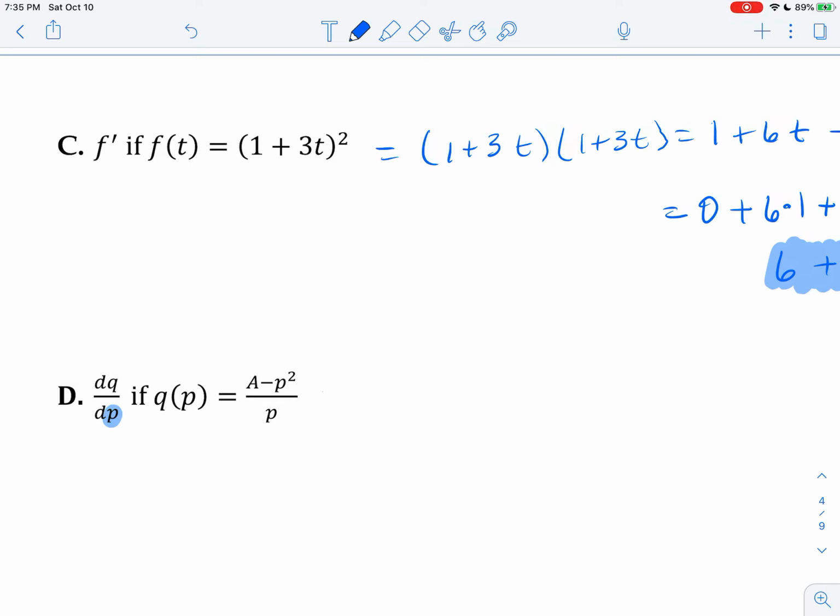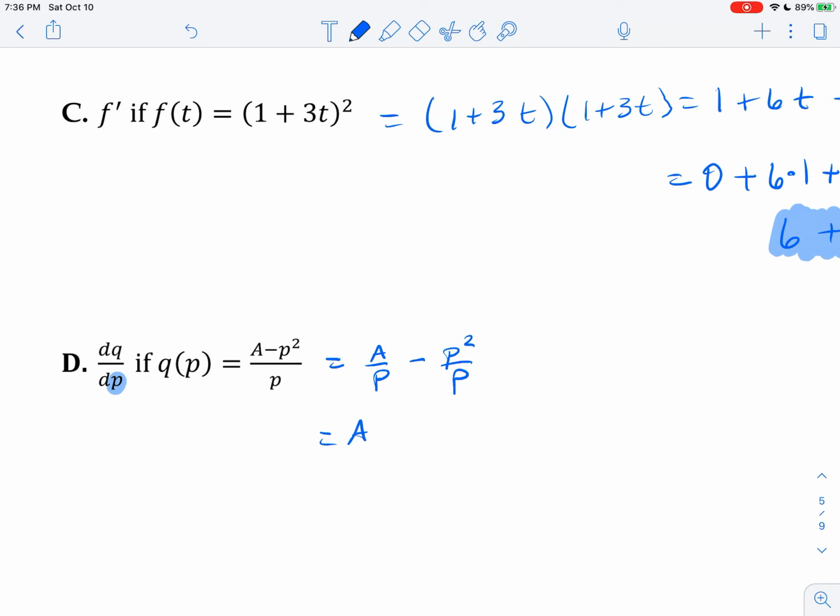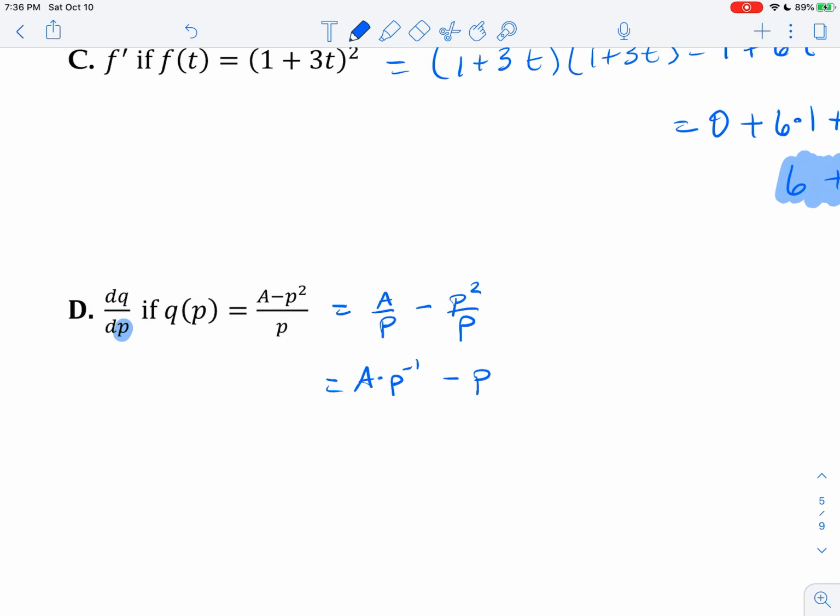What we would want to do in this case is split up the fraction so that we have two separate terms and then take the derivative term by term. So this is going to be a over p minus p squared divided by p. I can call this a times p to the minus 1, and p squared divided by p is just going to give me 1p. Good. And that is my q of p.